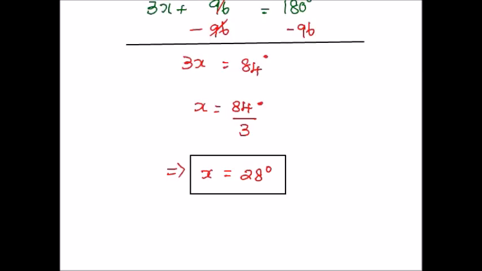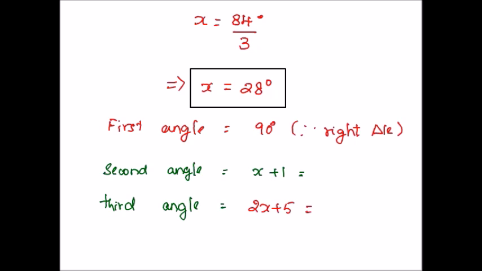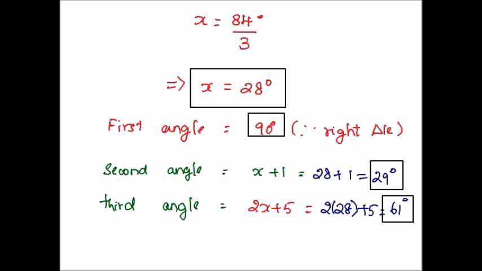Now we have the second and third angle. Let us substitute this x value in x plus 1 and 2x plus 5. So the second angle would be 29 degrees and the third angle would be 61 degrees. Hence the angles of a triangle are 90 degrees, 29 degrees and 61 degrees. Hope you are clear with this example.